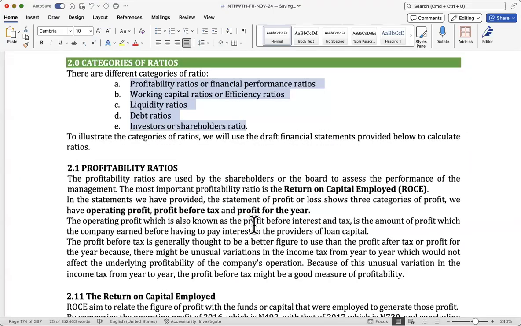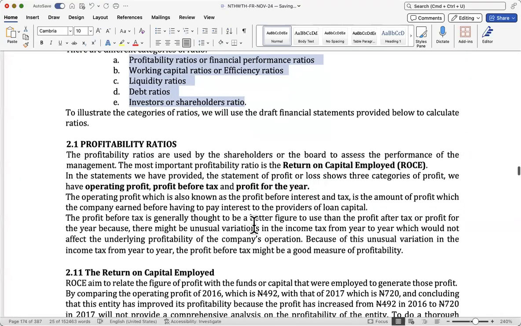Now, the first one, which is profitability ratios. You see, as the name implies, what these ratios will bring out for us is how profitable a company is. And the most important profitability ratio is ROCE, return on capital employed. That's the most important profitability ratio.